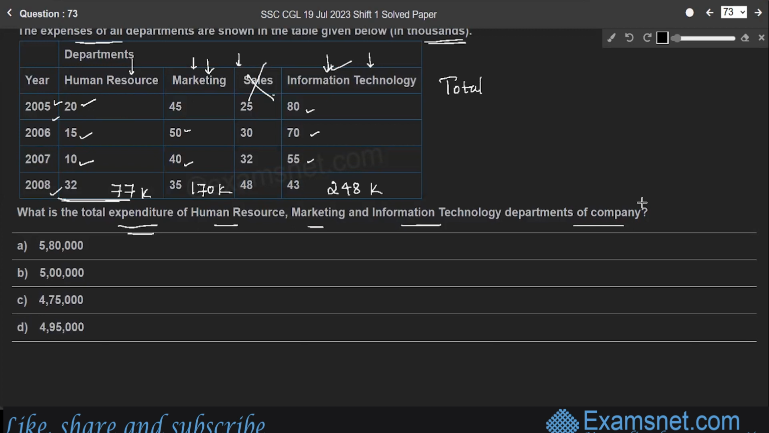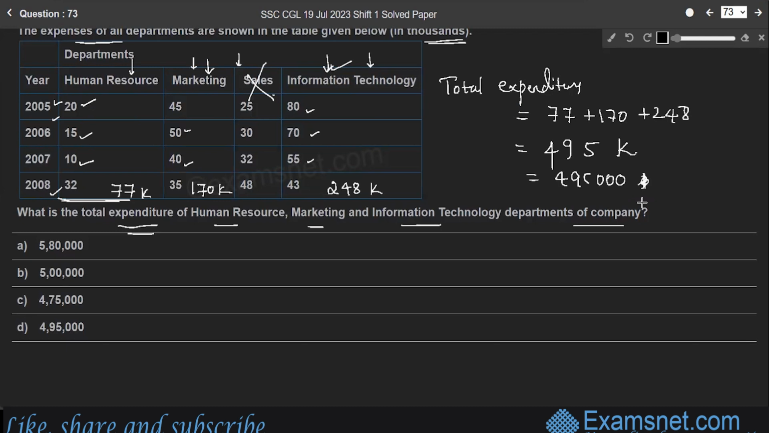Therefore, according to the question, the total expenditure of the three departments, human resource, marketing and information technology, is 77 plus 170 plus 248. So you will get 495,000. So 495,000 is the expenditure of the three departments, HR, marketing and information technology. So option D is the right answer.